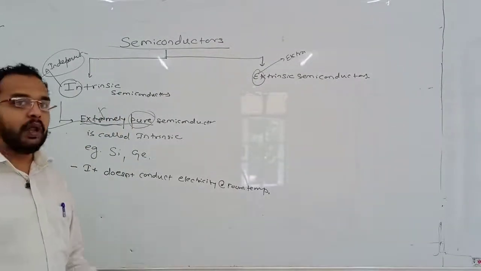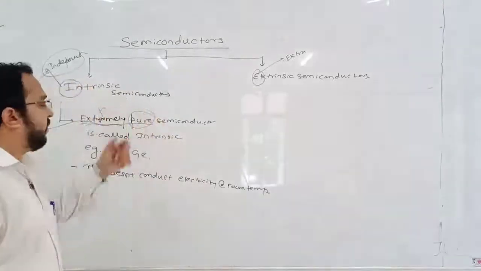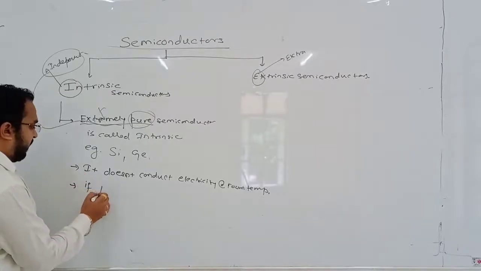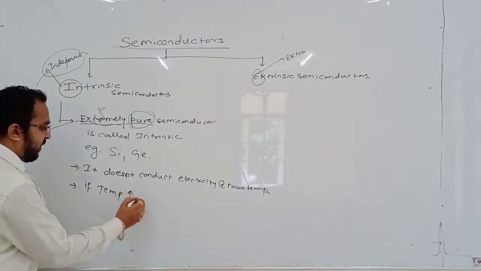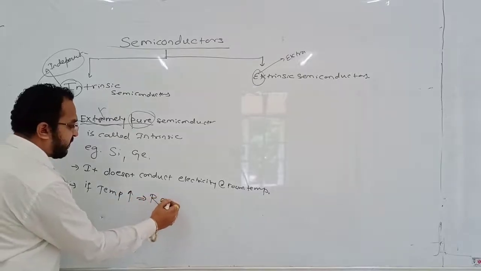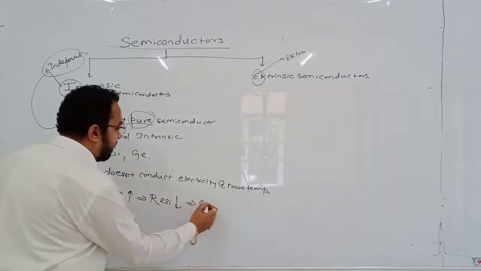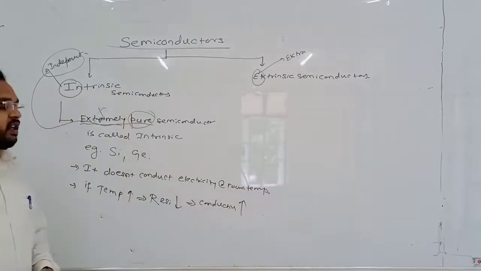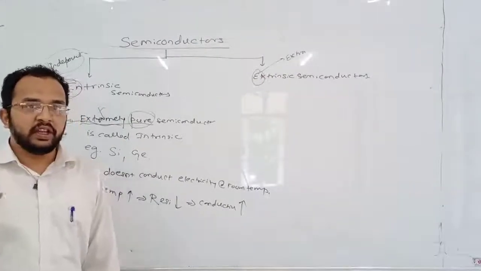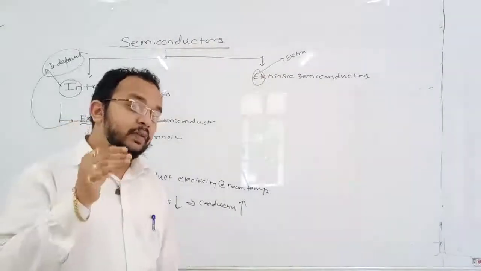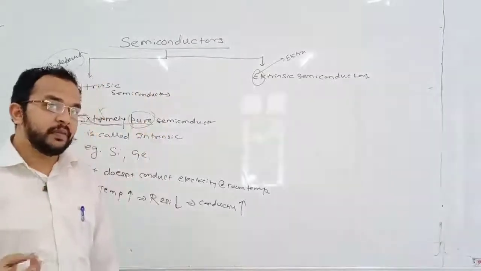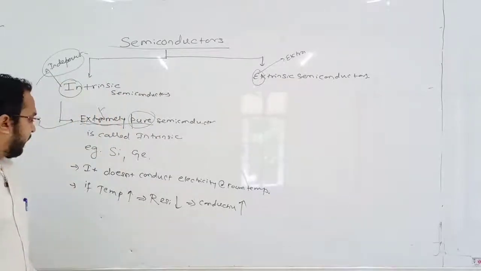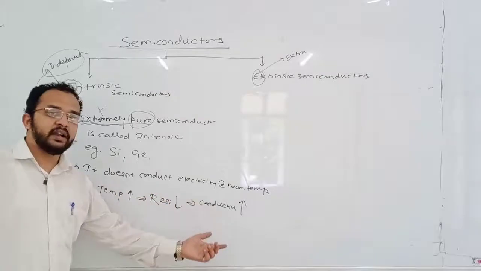Now, one more property of semiconductors we have studied. What is that property? Tell me: if temperature increases, resistance decreases, and conductivity will increase. As you increase the temperature, the energy is acquired by electrons in the valence band, and the valence band electrons become free, become unstable, and they can carry electricity. So as temperature increases, resistance will decrease and conductivity will increase.